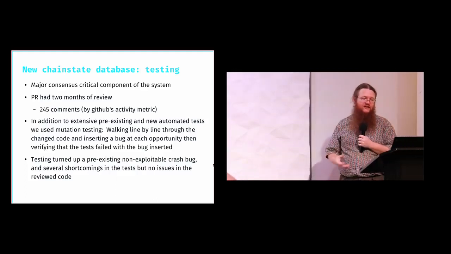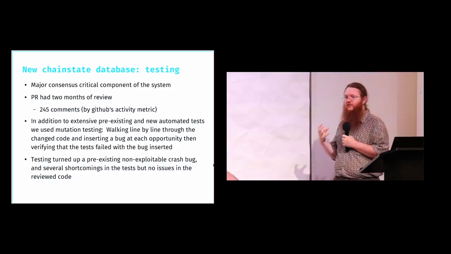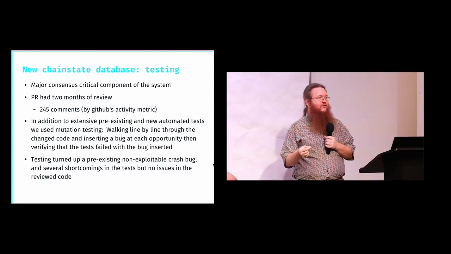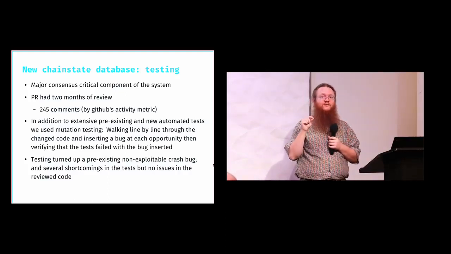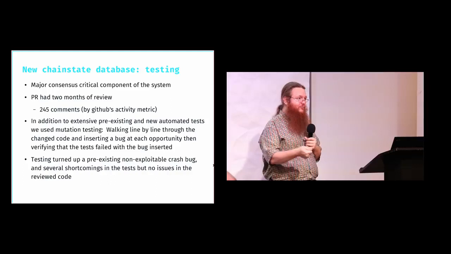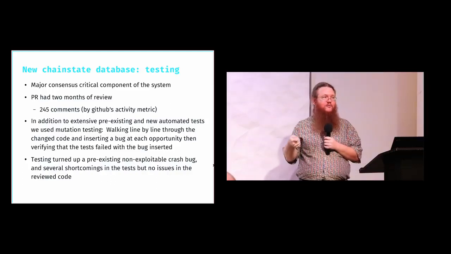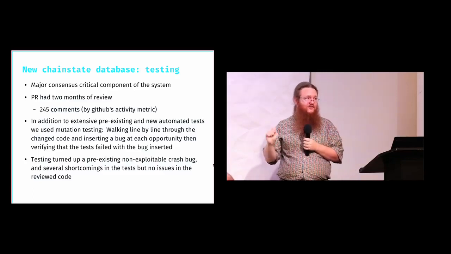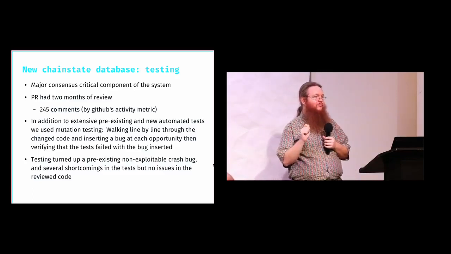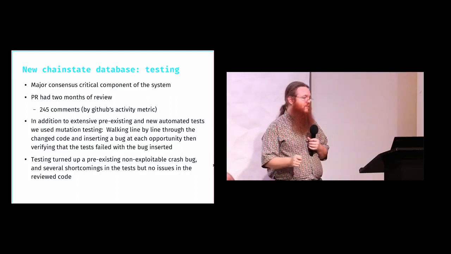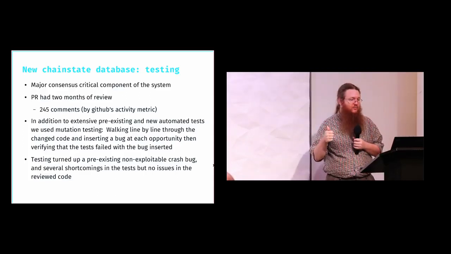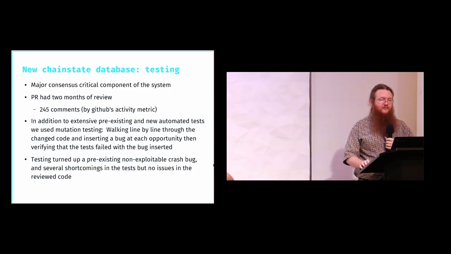And we also used a technique called mutation testing, where basically we took the updated copy of Bitcoin and its new tests, and went line by line through the software, and at every point where we could see a place where a bug could have occurred, like every if branch that could be inverted, every zero that could be a 1, every add that could be a subtract, we made each bug in turn and ran the tests, and verified that every change that broke the software made the test fail. So this process didn't turn up any bugs in the new database, hooray, but it did turn up a pre-existing non-exploitable crash bug and several shortcomings in the tests.